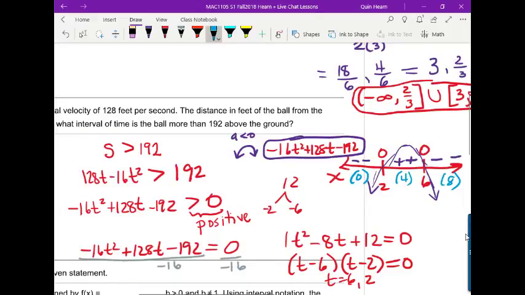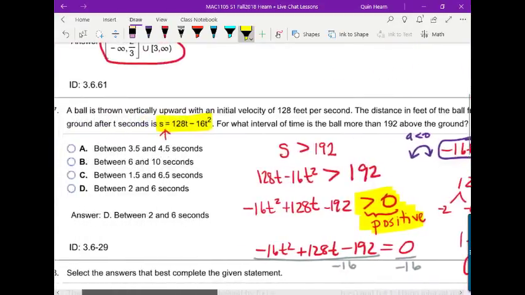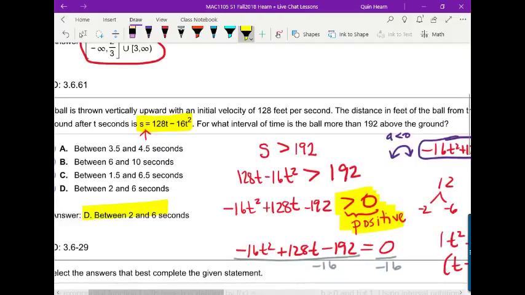Okay, but what are we looking for? Well, go back to the original inequality here where we have greater than 0. We're looking for positives. So we're looking in between here. So our ball is going to be at least 192 feet above the ground from 2 to 6 seconds. And notice that that's the answer they gave, between 2 and 6 seconds.